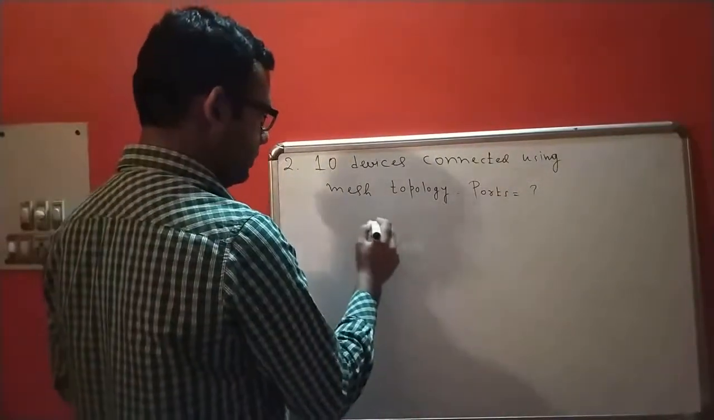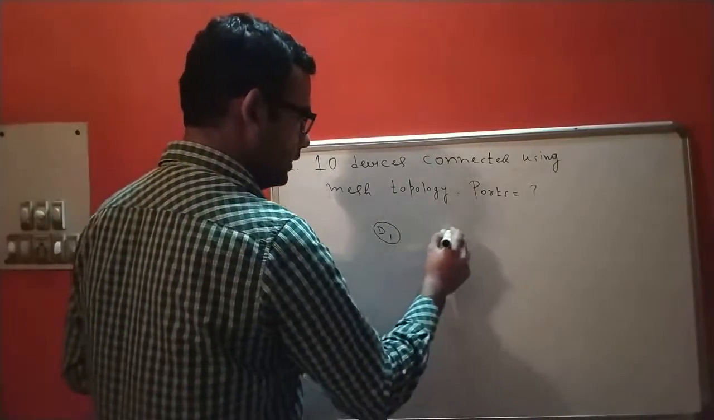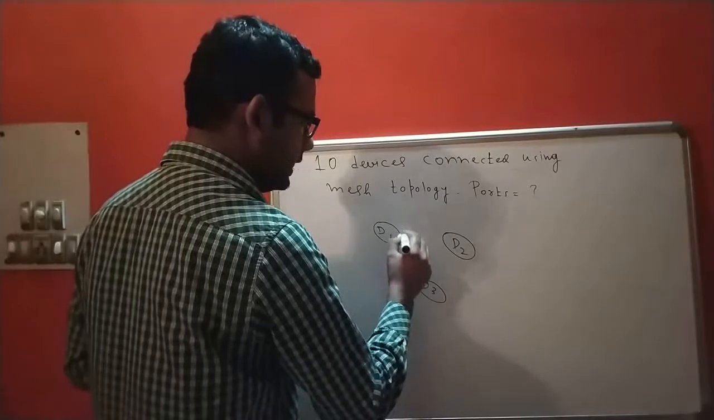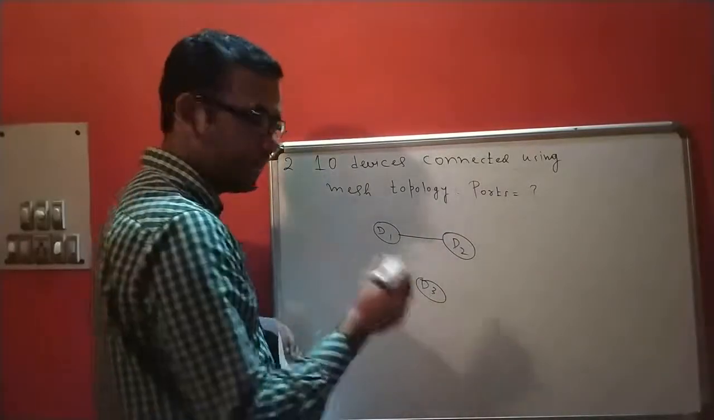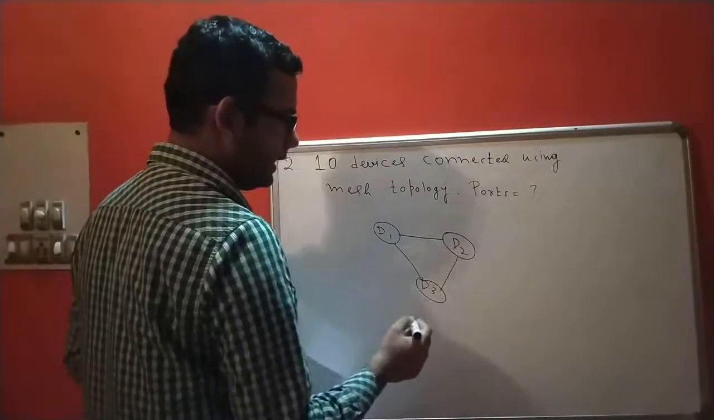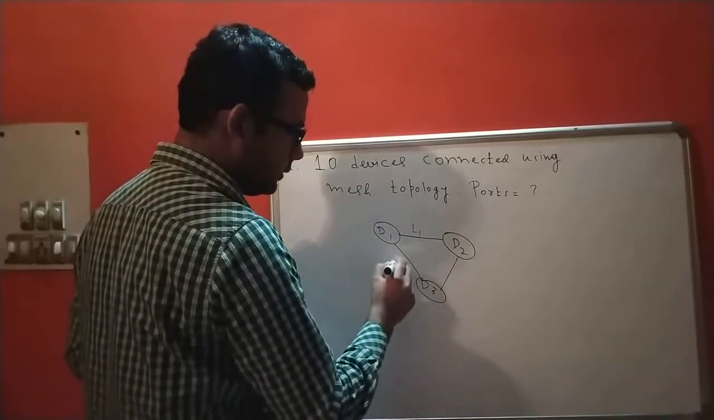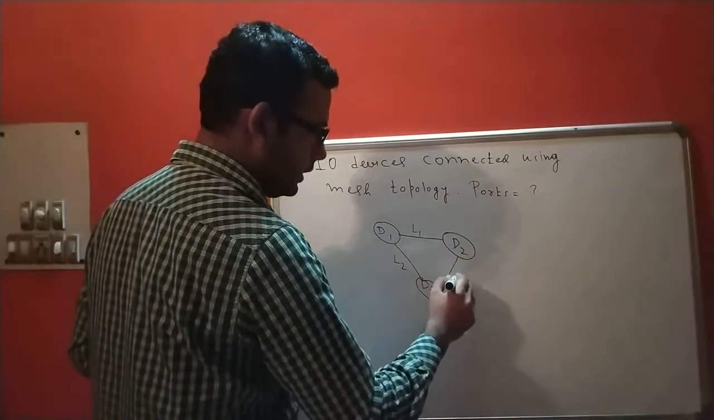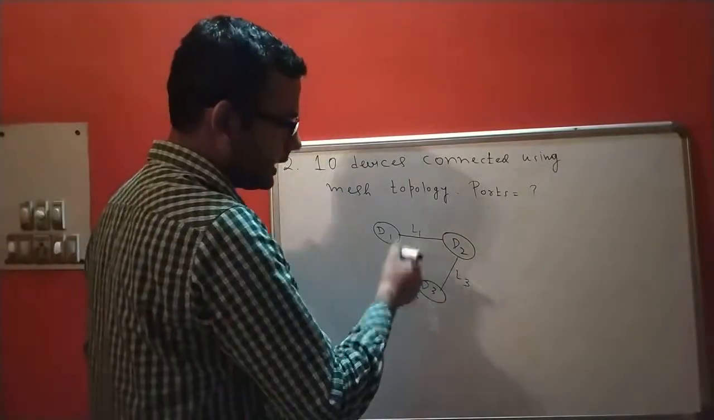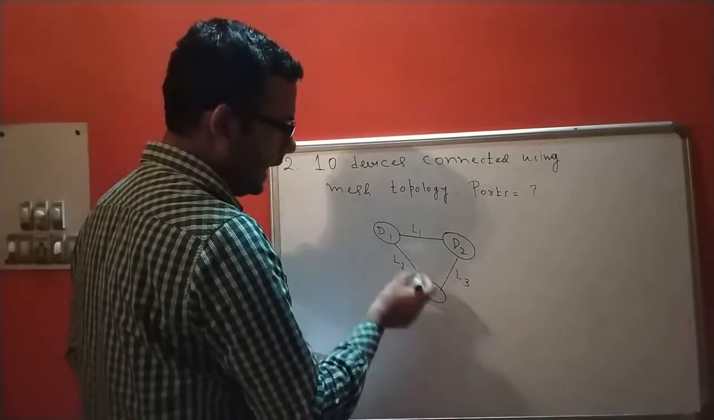As I mentioned, in a mesh topology, let's say you have a network of 3 devices. This is device 1, this is device 2, and this is device 3. These 3 devices are connected using mesh topology. Every device will be connected to every other device using a dedicated link. D1 is connected to D2 using a link, let's call this L1. D1 is connected to D3 using another link, L2. D2 is connected to D3 using another link, L3. Am I missing any other link? No. Every device is connected to every other device. That means you will have a dedicated link between every pair of devices.